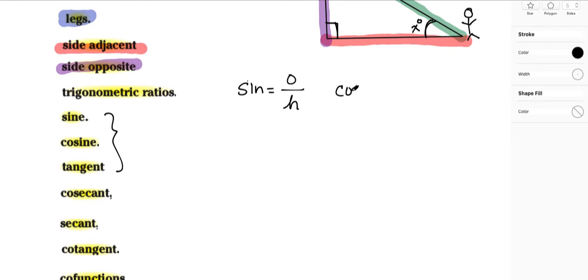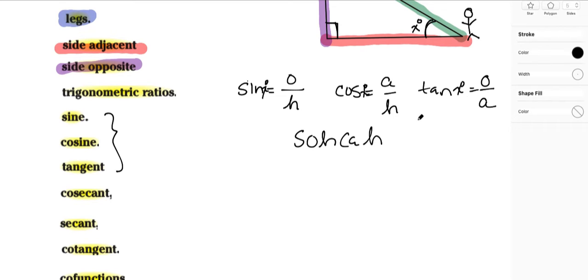Cosine is equal to A over H. And then the tangent of angle X, because again we need to consider the position that we're standing at, will be the opposite over the adjacent. You may remember a mnemonic device to memorize this as SOH, CAH, TOA. It is affectionately known as SOHCAHTOA.